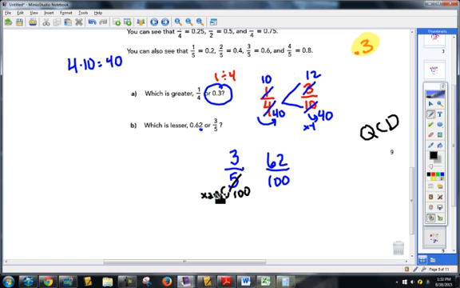So what did we do to go from 5 to 100? Well, we multiplied by 20. So that means we've got to do the same to the top. So 3 times 20 is 60. So we have 60 hundredths and we have 62 hundredths. 62 hundredths is bigger than 3/5. Okay?